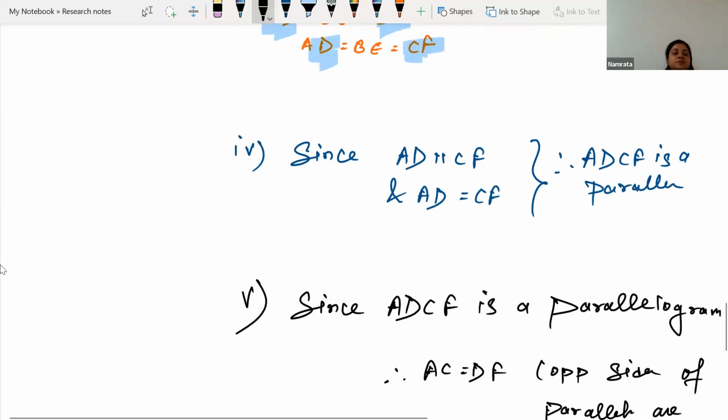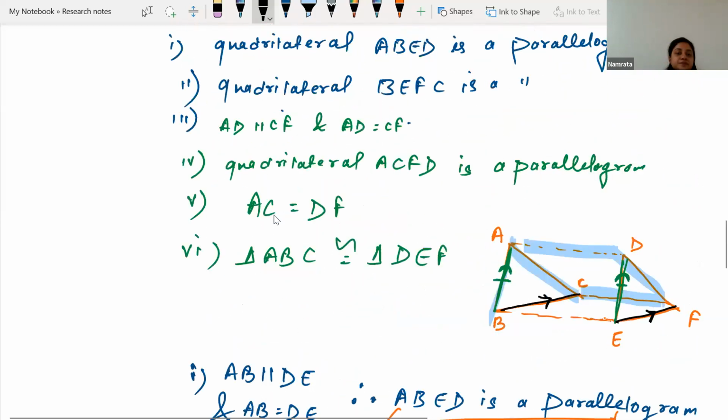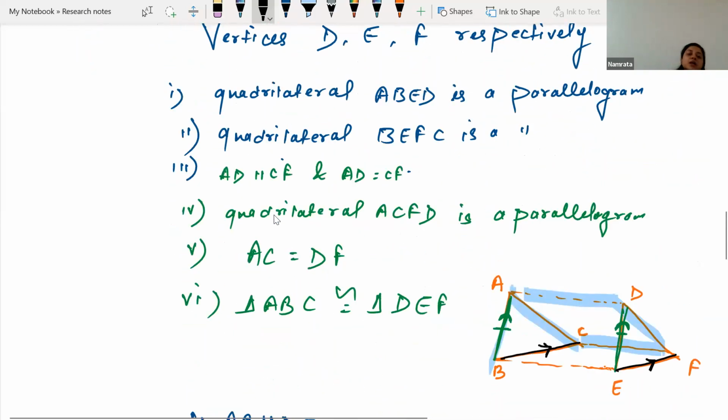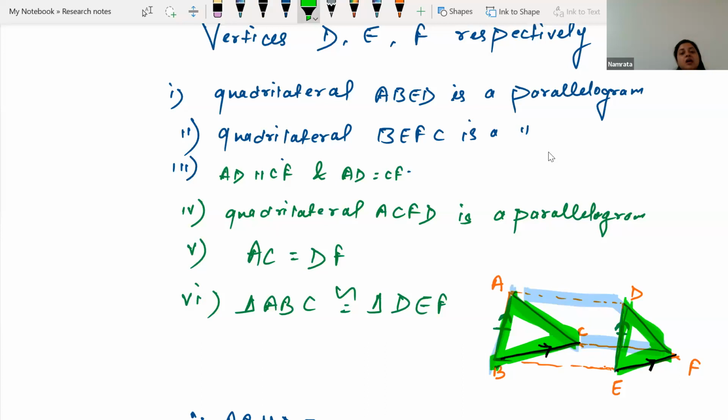Next, part 6. It says that ABC is congruent with DEF. Triangle ABC, let me mark it. This green triangle and this green triangle are congruent triangles. That's what we have to prove here.